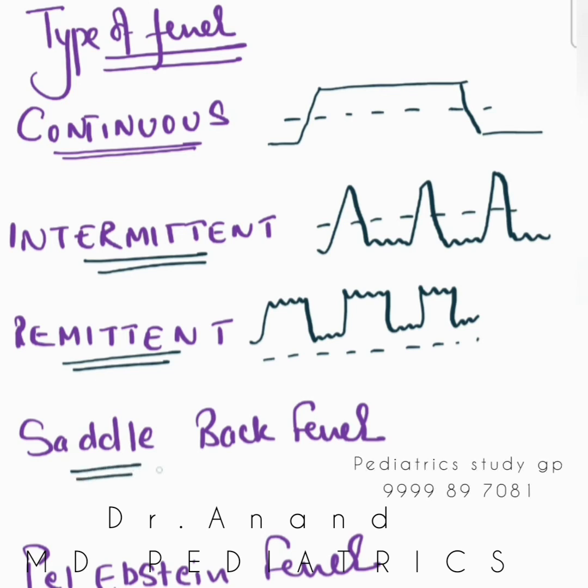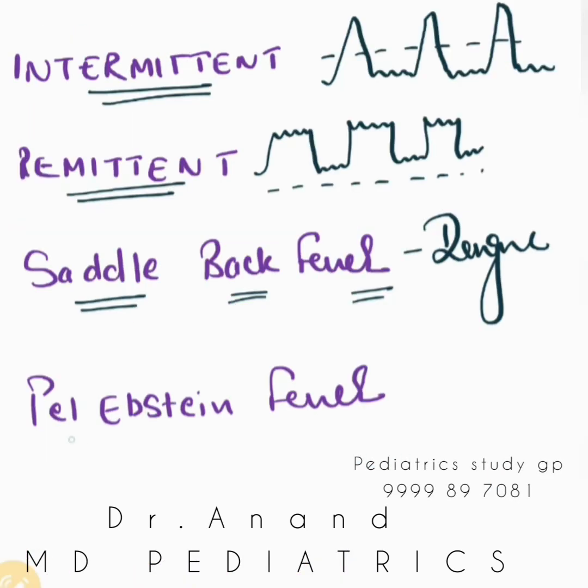Remember saddleback fever: alternating febrile and afebrile periods of 2 to 3 days each. There is no space to write, that is why I'm speaking. Alternating febrile and afebrile periods of 2 to 3 days each. Example is dengue fever. Okay, dengue fever.